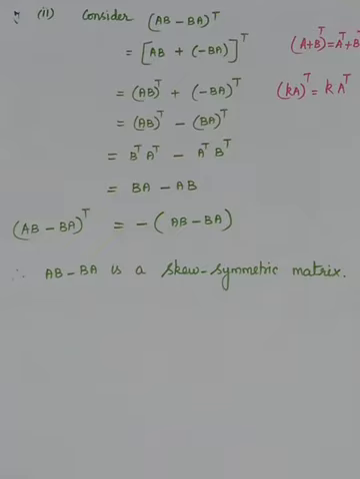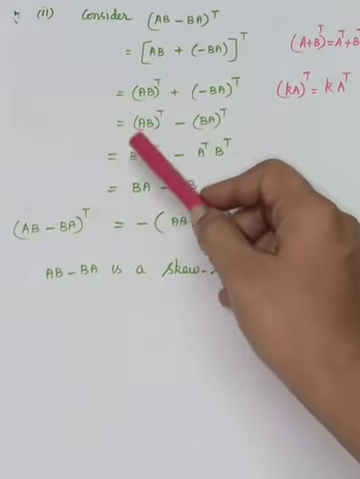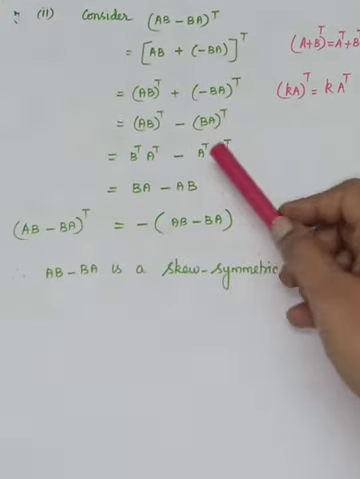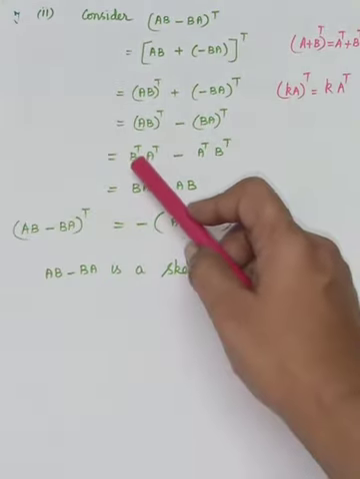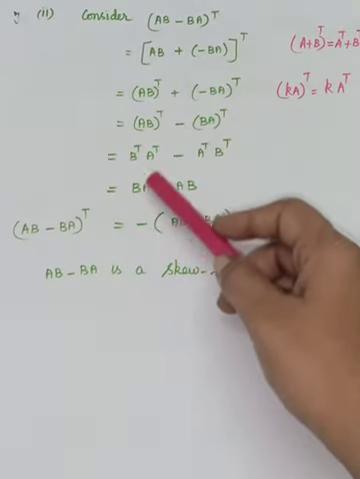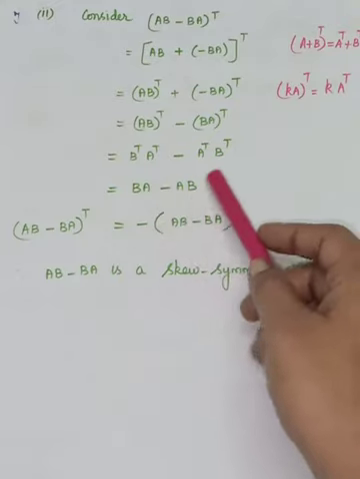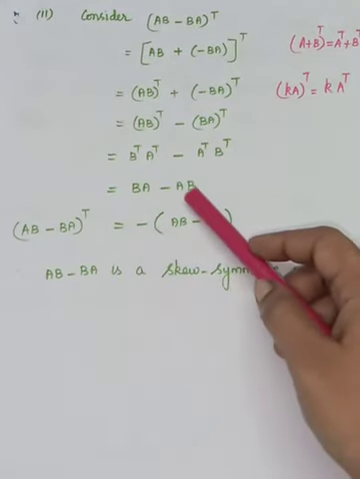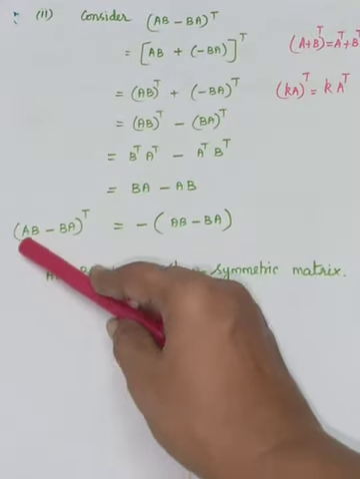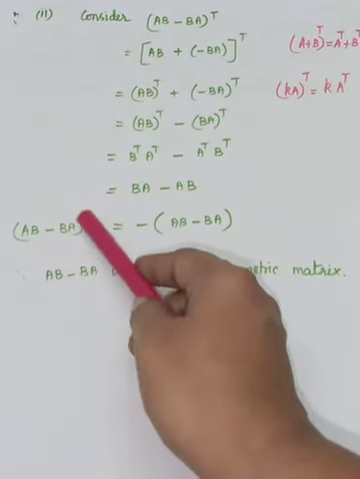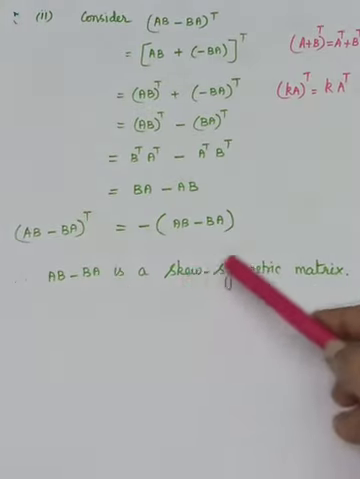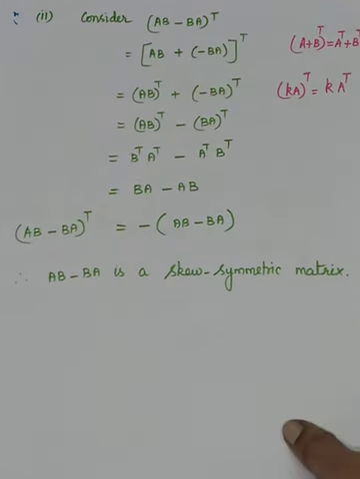Here AB is a product, therefore B transpose A transpose. Here BA means A transpose B transpose. We know that B and A are symmetric matrices, so B transpose is B and A transpose is A. So BA minus AB. From this, if you take minus out, this will become positive. So AB minus BA. So the matrix AB minus BA whole transpose is the negative of itself. Therefore AB minus BA is a skew symmetric matrix.